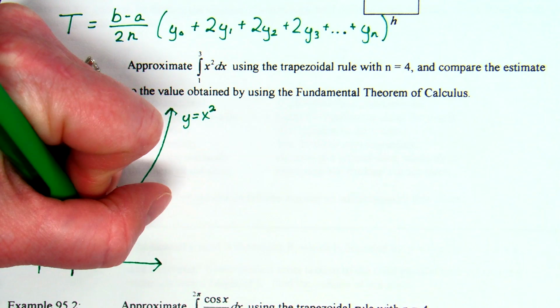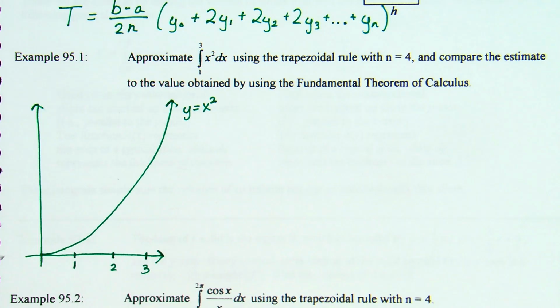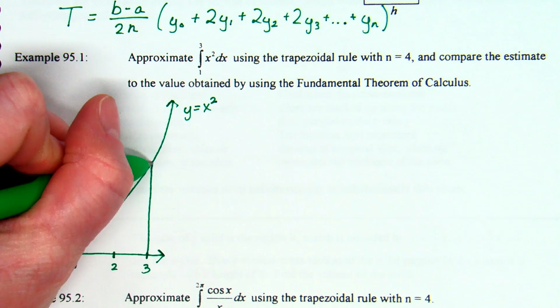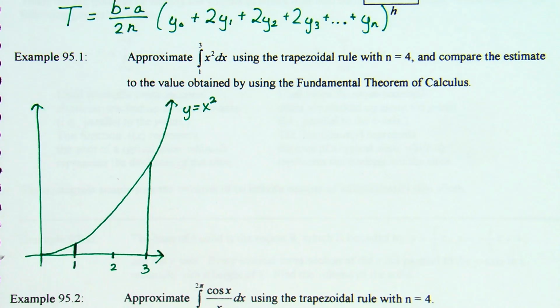Okay, so there is my attempt at drawing the first quadrant parabola from 1 to 3, which means we're going to be going from here to here, correct? And of course, we're trying to find the area under the curve. Now, n equals 4. Guess what n equals 4 means? We break this space into 4 trapezoids.